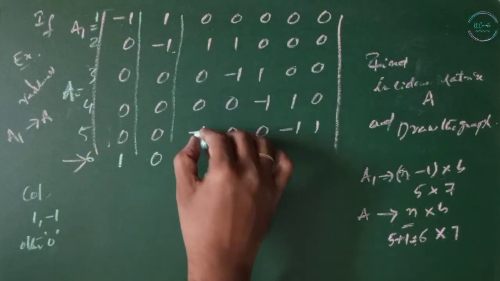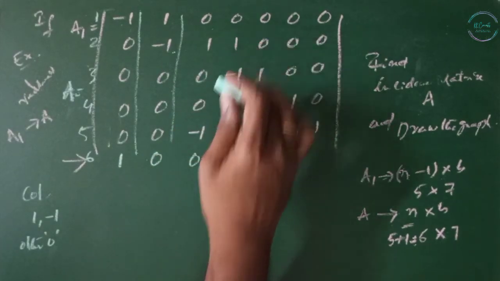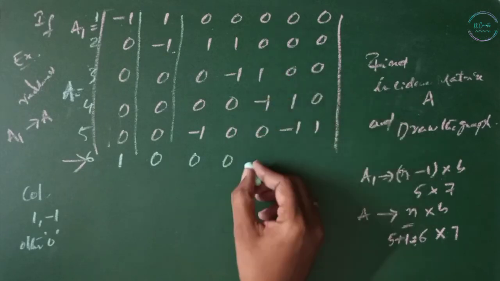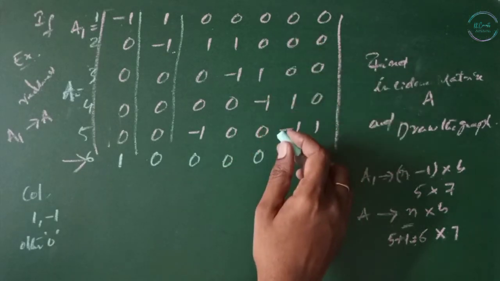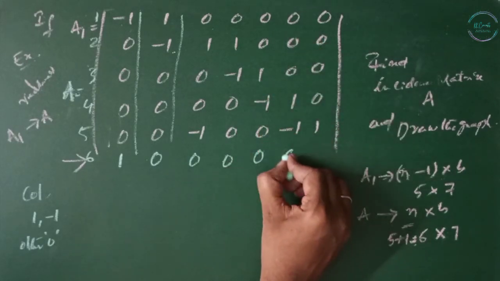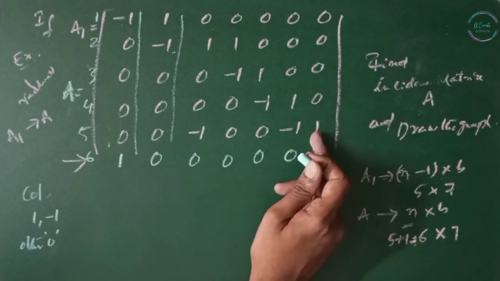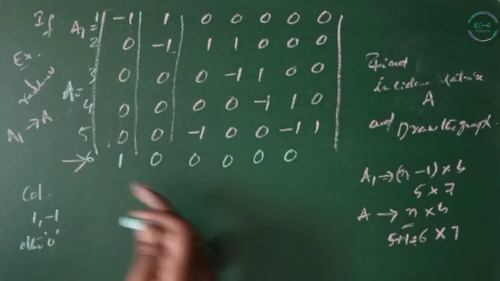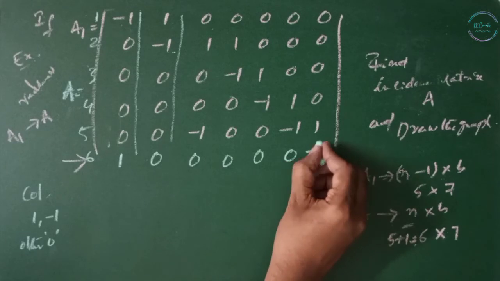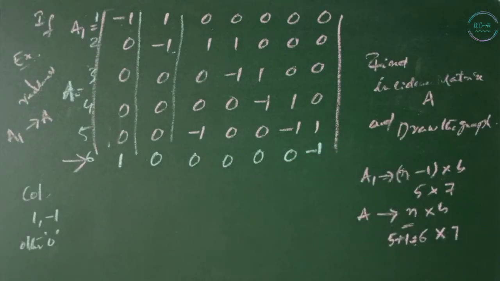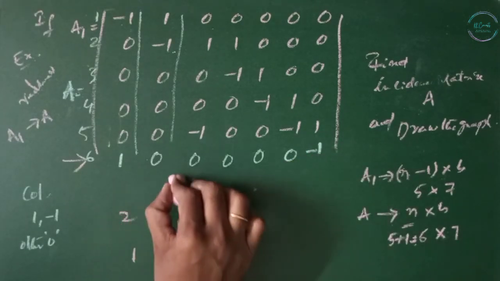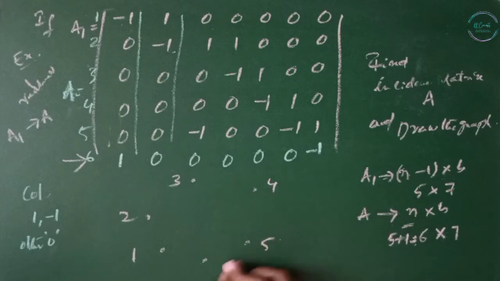Here also we have 2 entries, other than that 0. Here also 2 entries, other than that 0. Here also we have 2 entries, other than that 0. If you consider the 6th column, this is also 0. But in the 7th column, it is going away from the 5th node, so it must come to the 6th node. We got the incident matrix with nodes 1, 2, 3, 4, 5 and 6.